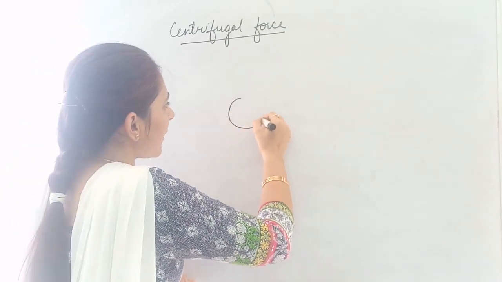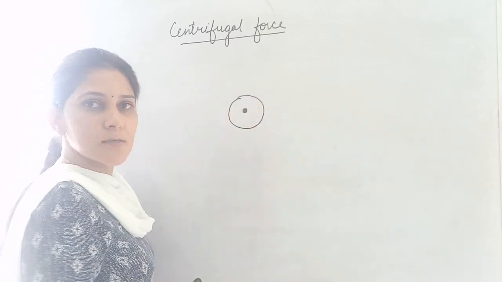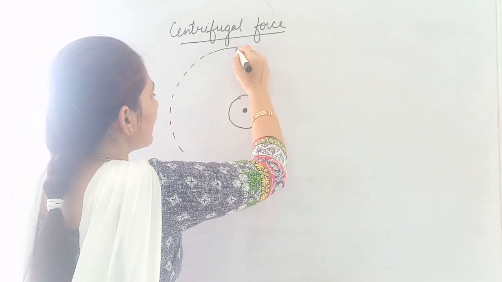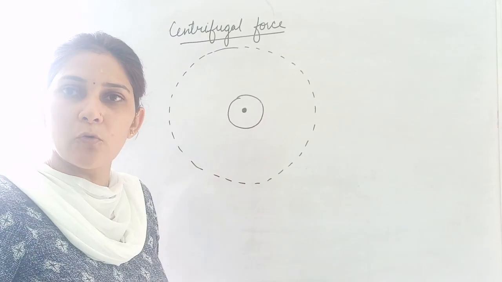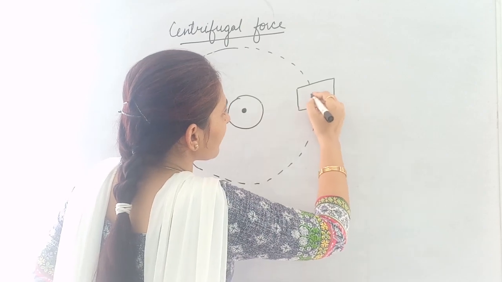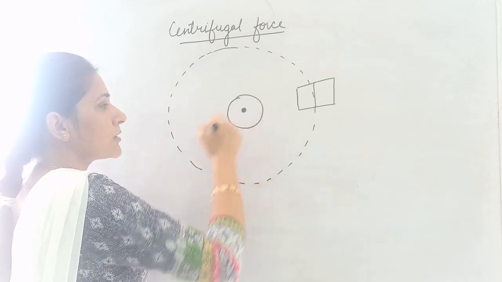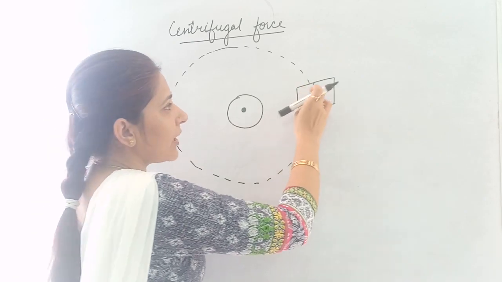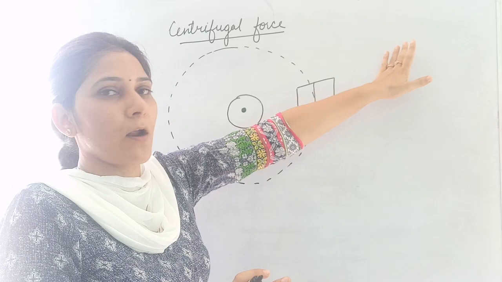Suppose this is the circular part of the merry-go-round, means this is the center where the pole of the merry-go-round is situated. And this way you are moving around the merry-go-round, and two of you and your friend are sitting here. You are moving around this pole, and one of your friends is scared of being on the merry-go-round and he decided to stand outside over there.